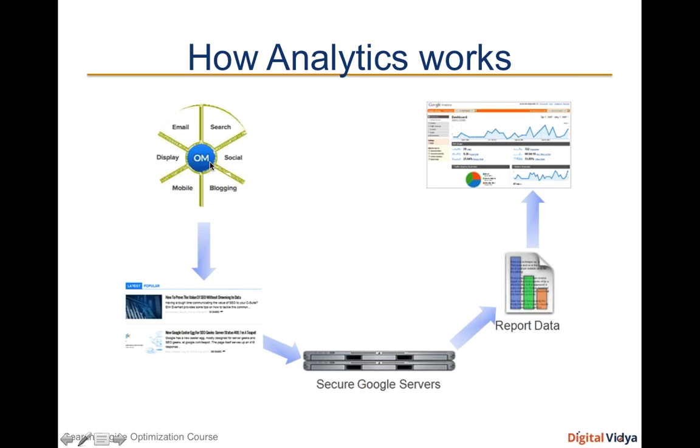Now OM, which is in the middle, stands for online marketing. And within online marketing, you have search, which can be search engine marketing or search engine optimization, or it's email marketing, display ads, mobile ads, blogging and social. So all of them together, which comprise the online marketing platform, give an online marketing campaign, and all these campaigns result in targeted traffic on our website.